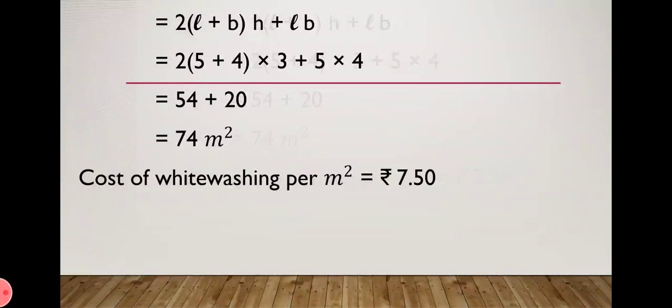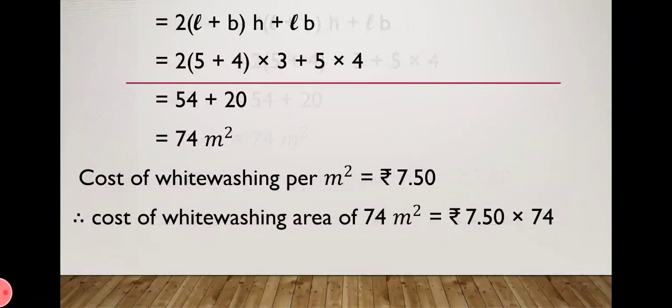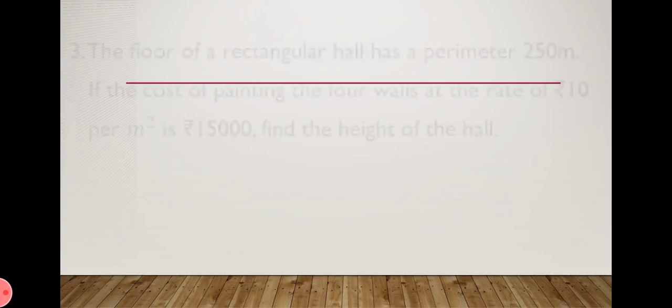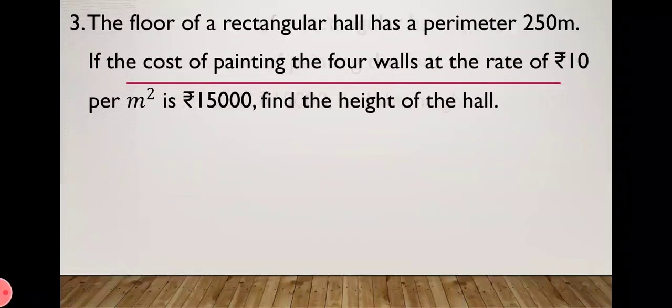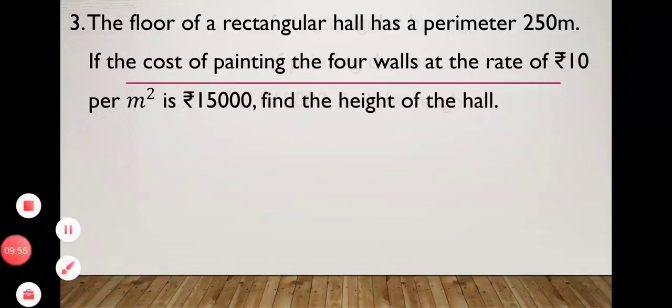Now cost of whitewashing per meter square is given as rupees 7.50. Therefore, total cost of whitewashing the required area of 74 meter square equals rupees 7.50 into 74, which when we solve further we will get rupees 555. Therefore, cost of whitewashing 4 walls and the ceiling of a room is rupees 555.